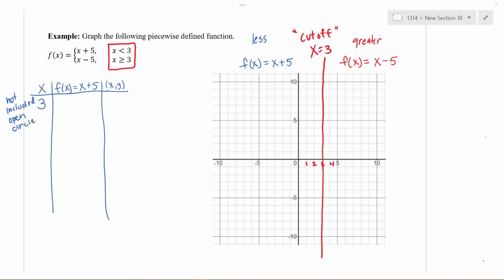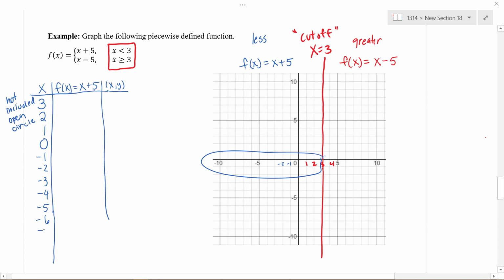All right, what other x values can we include? Everything to the left of this line, we want to include those x values. So we can include 2, 1, 0, negative 1, negative 2, and go all the way to negative 10. Officially, I can go all the way to negative infinity, but I will fall off my graph if I do that because my x values only go to negative 10. So I'm just going to put in x values from 3 all the way to negative 10, and we'll see what we get.